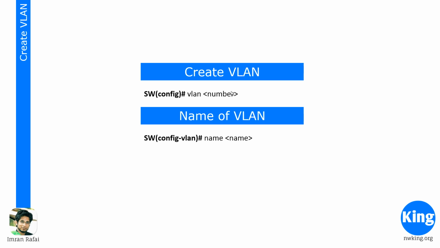We could also go into interface mode and say switchport access vlan. If the VLAN is not present, it creates the VLAN. But this is the command to create a VLAN. You just type VLAN and give a number, and you can change the name of that VLAN by saying name and giving whatever name you want. And then do not forget to exit. Type the command exit to apply those changes to your VLAN database.